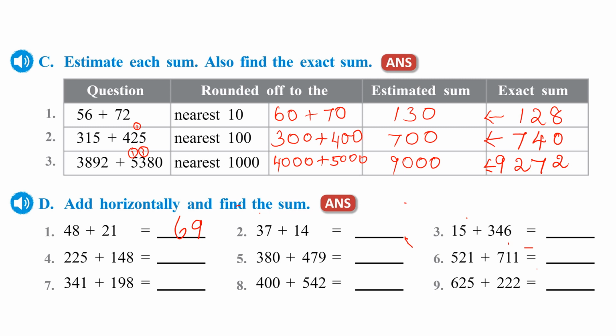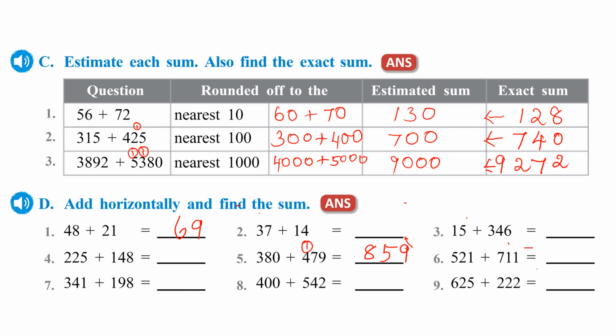Then we'll move on to fifth sum. 380 plus 479. We will add from ones place. That is 9 and 0. 9 plus 0 is 9 because any number added with 0 is the same number. Next we move on to tens place. 7 plus 8 is 15. So I write 5 in tens place and take 1 as carry over to hundreds place. So 4 plus 1 is 5. 5 plus 3 is 8. So the answer is 859.